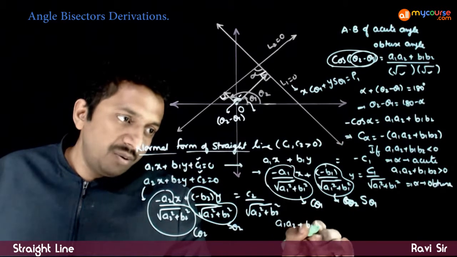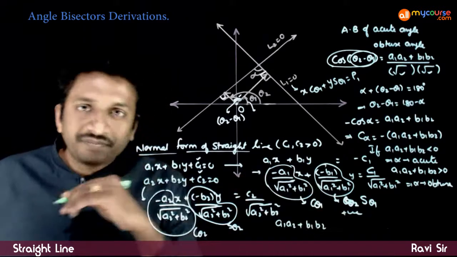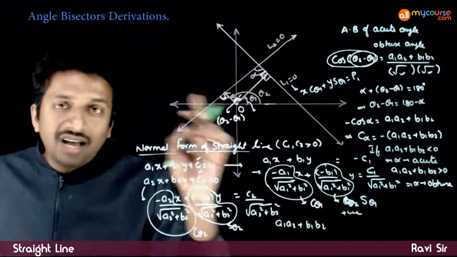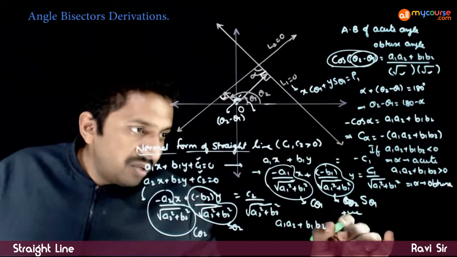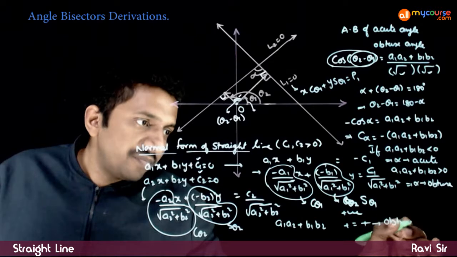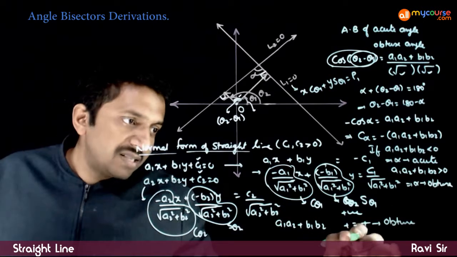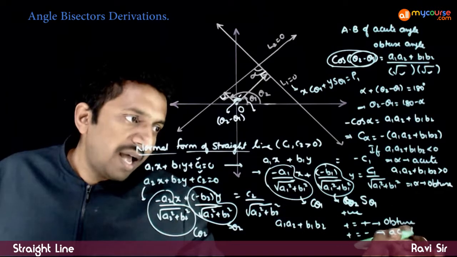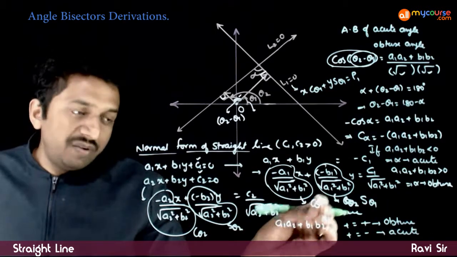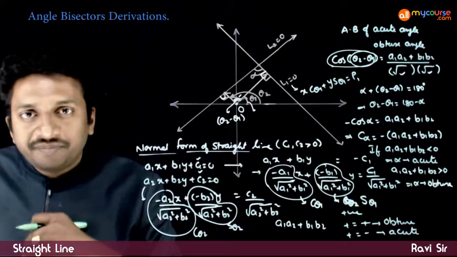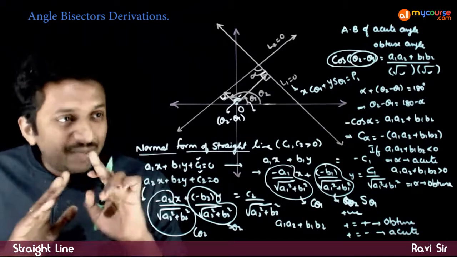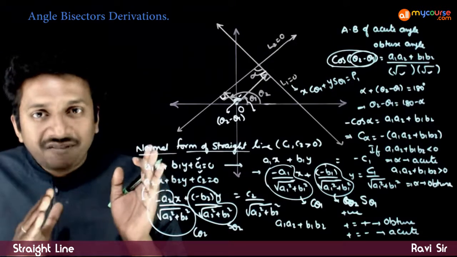So if a1 a2 plus b1 b2 is positive, then as we have seen, origin lies in obtuse angle. So plus is equal to plus gives you obtuse, and plus is equal to minus gives you acute angle bisector. And if a1 a2 plus b1 b2 is negative, we get the opposite. So before going forward, let me summarize whatever we have derived once again.